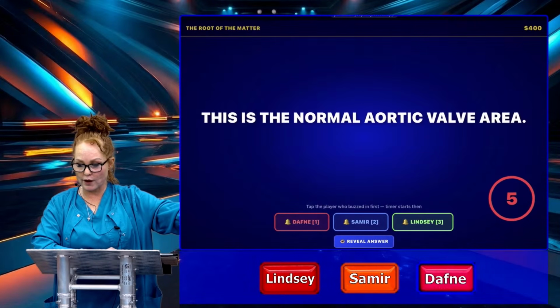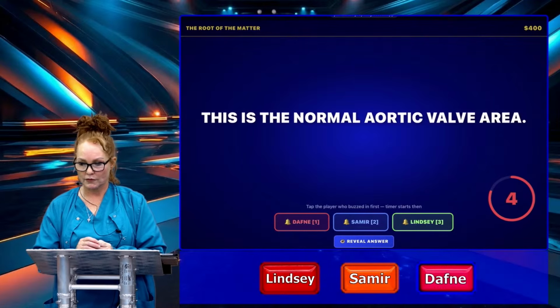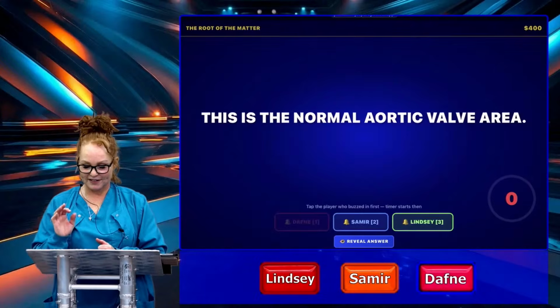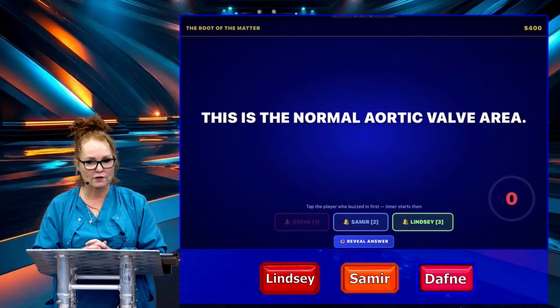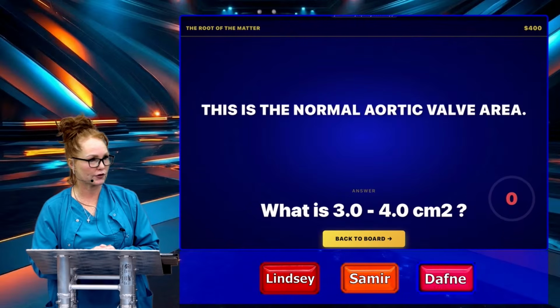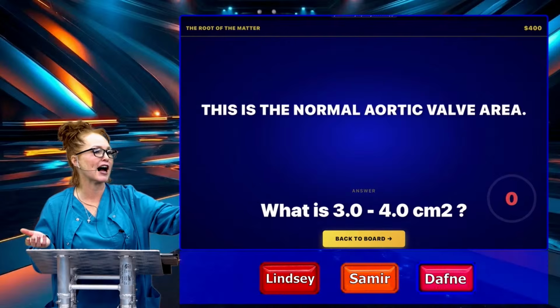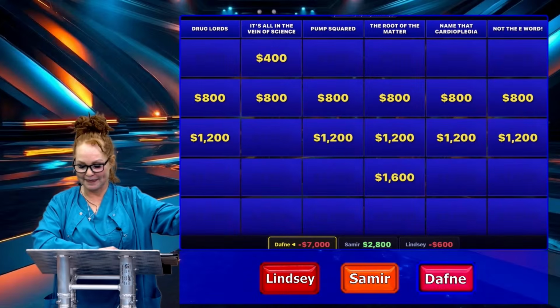This is the normal aortic valve area. Daphne, what is the normal area of a valve? Less than 5? Anyone else? Normal valve area? No? What is 3 to 4 centimeters squared? I should have guessed. There you go. I would have said less than 5. I would have said 3. She was on it, man.